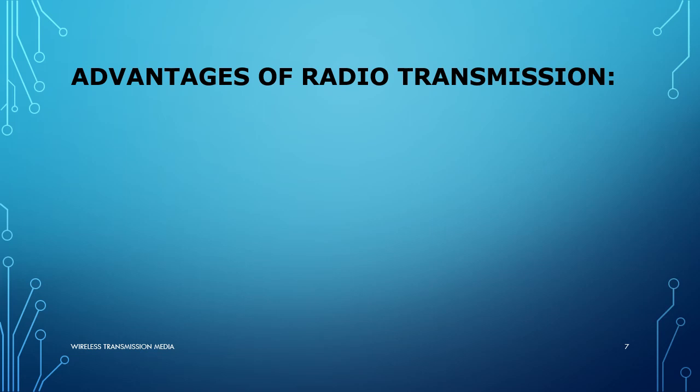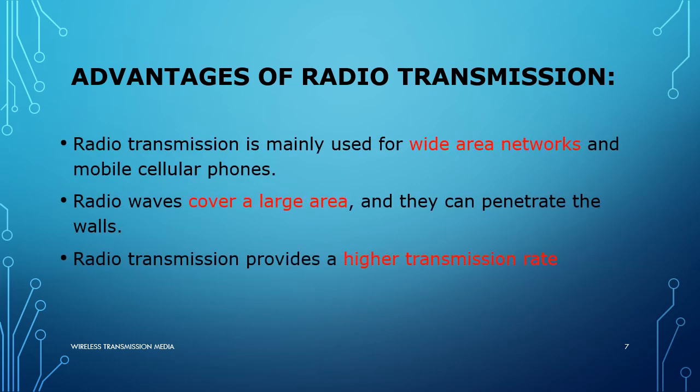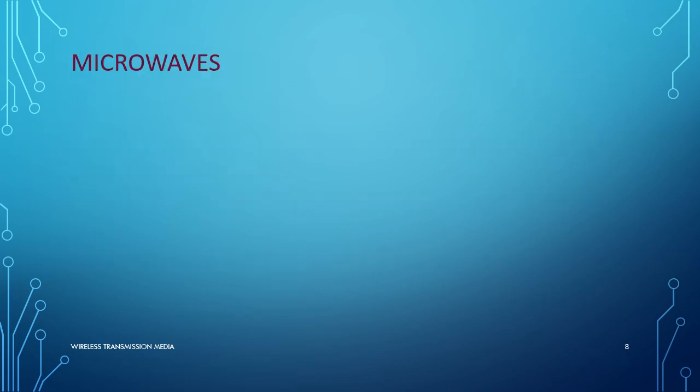Advantages of radio transmission are: radio transmission is mainly used in wide area networks and mobile cellular phones. Radio waves cover a large area and they can easily penetrate through walls. Radio transmission provides a higher transmission rate.